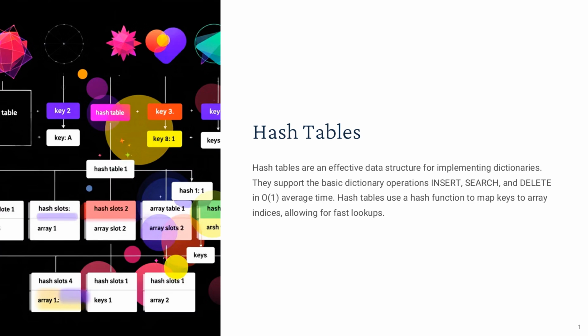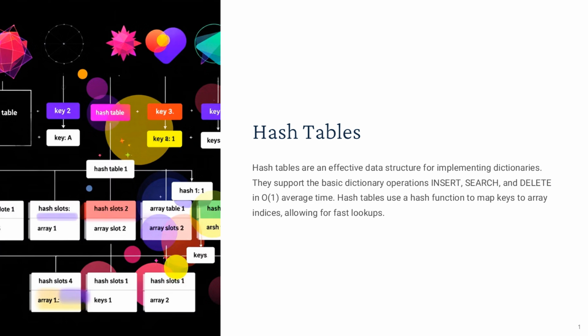Hash tables are a fundamental data structure used to implement dictionaries, which store key-value pairs. Their most remarkable feature is the ability to perform insert, search, and delete operations in average constant time, denoted as O(1). This efficiency is achieved through a hash function, which maps keys to specific indices in an array. By doing so, hash tables enable fast lookups without the need for sequential searching.